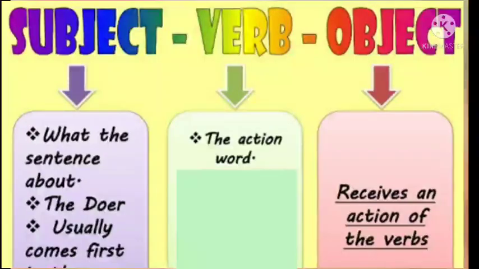Yes. Now, who receives the action? After baking, what is the final result or what is the outcome, children? A cake is the outcome of her baking. So, cake receives the action. So, the receiver of the action is called the object. So, what is subject? Subject is a doer of the action and object is a receiver of that action. Now let's see some more examples.